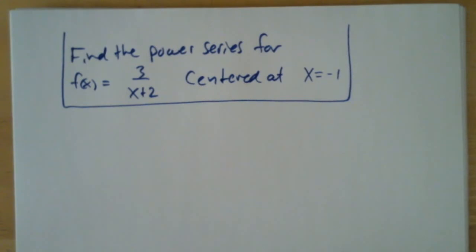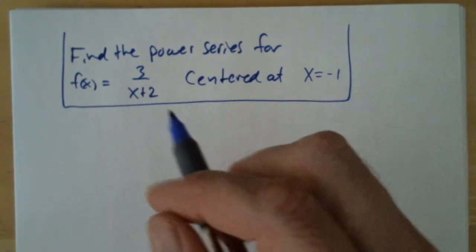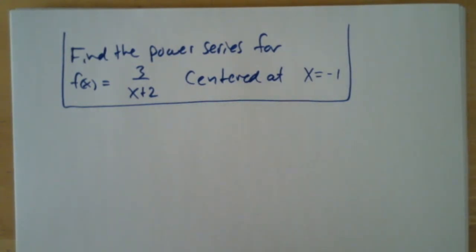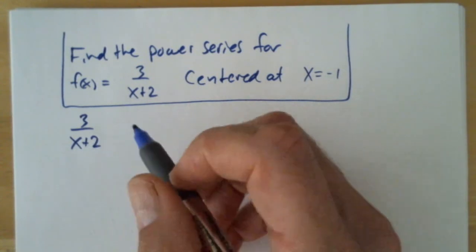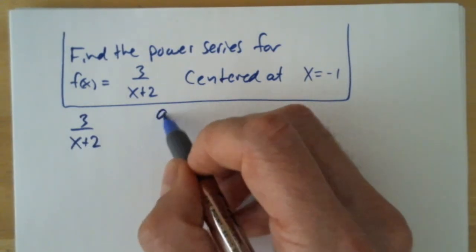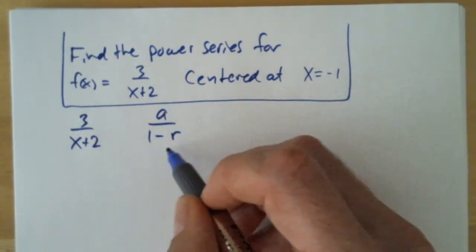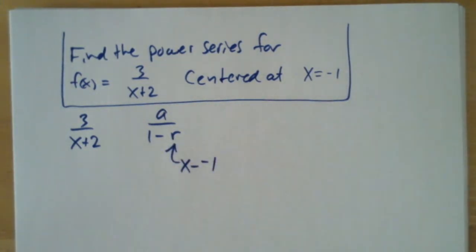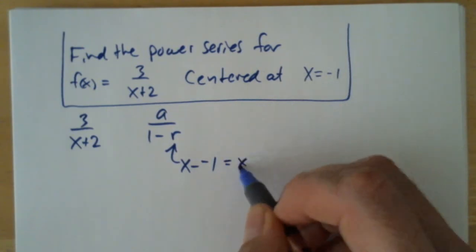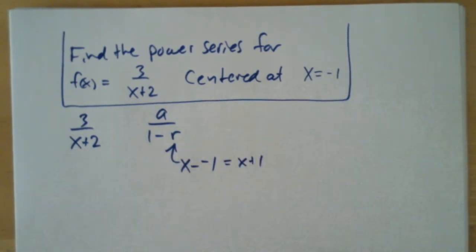So remember, we need to have, appearing in place of r, an x minus negative 1. Pause the video and try this one. We want it to be a over 1 minus r, but we need to see x minus negative 1 somewhere in that expression for r. That means we're looking for x plus 1 to appear in there.